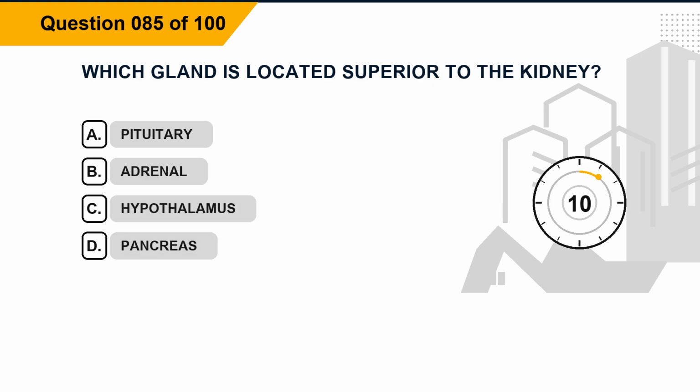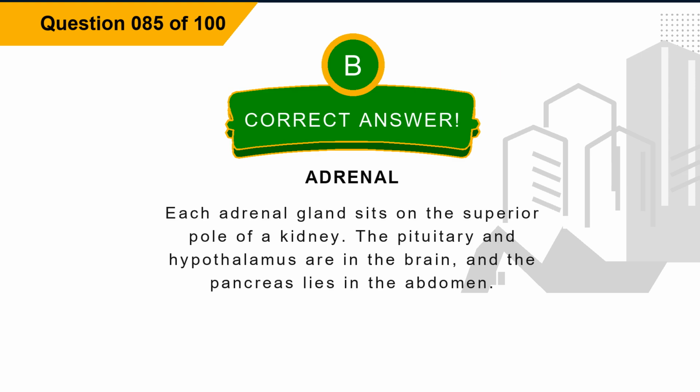Question 85. Which gland is located superior to the kidney? Option A, pituitary. Option B, adrenal. Option C, hypothalamus. Option D, pancreas. The correct answer is option B, adrenal. Explanation. Each adrenal gland sits on the superior pole of a kidney. The pituitary and hypothalamus are in the brain, and the pancreas lies in the abdomen.